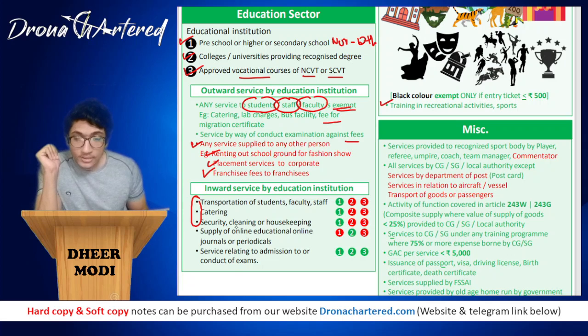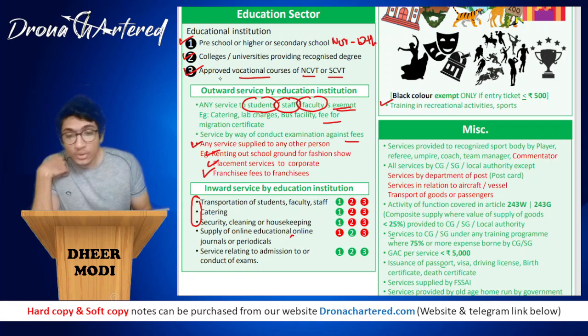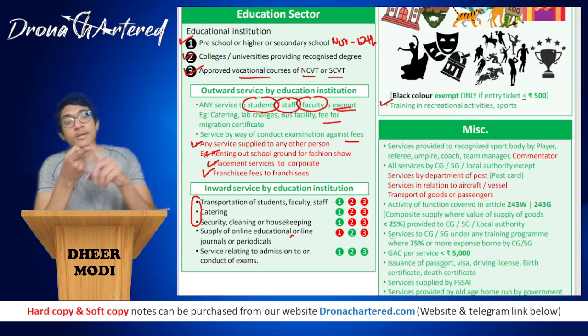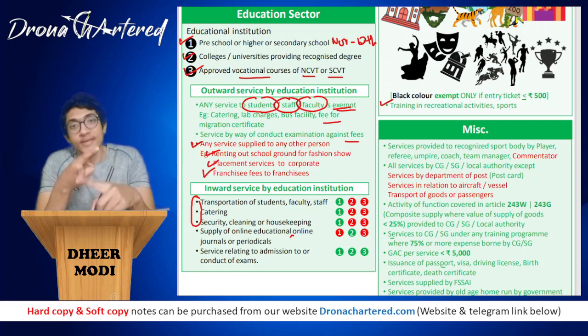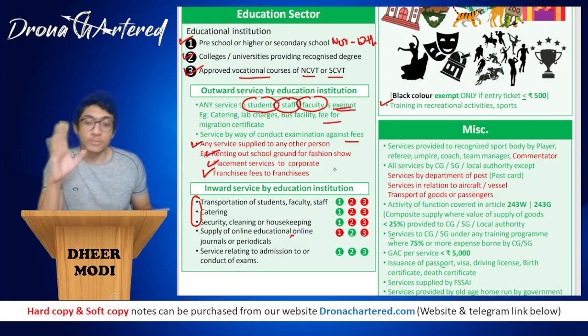Now your next is supply of online educational, online journals or periodicals. There should be a comma here. So online educational, online journals or periodicals. Now this is only and only exempt to number two. It is still taxable to one and three. That is, it is taxable to school and it is taxable to your vocational courses. Only and only it is exempt to your number two, that is colleges providing recognized degree courses.